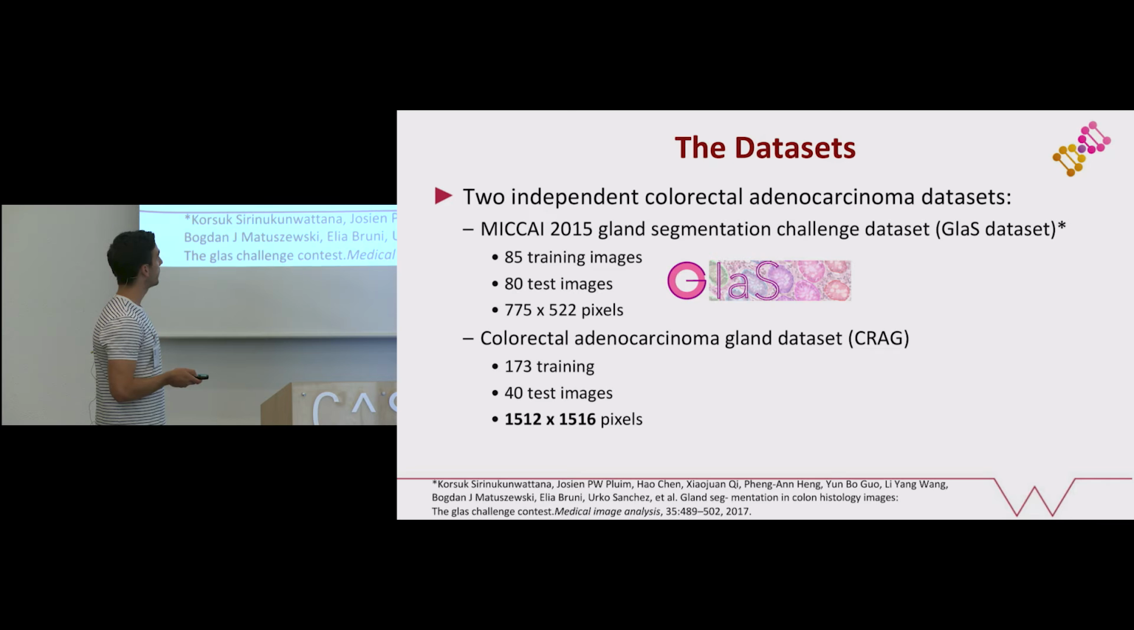Now, in terms of the dataset, we use two independent colorectal adenocarcinoma datasets. The first one, as I'm sure many of you have heard of, is the Glas Challenge dataset, where we have 85 training images, 80 test images, and they are mainly of size 775 by 522. The second dataset is a colorectal adenocarcinoma gland dataset that we call the CRAG dataset, where we have 173 training images, 40 test images, and the images are much larger, around 1512 by 1516. And we plan to put this into the public domain at some time in the future.